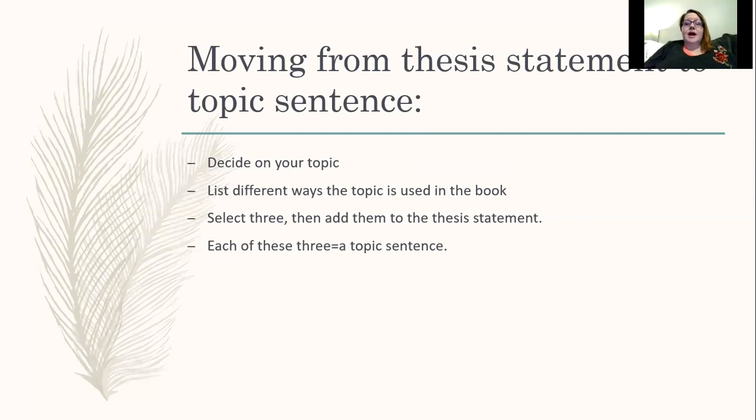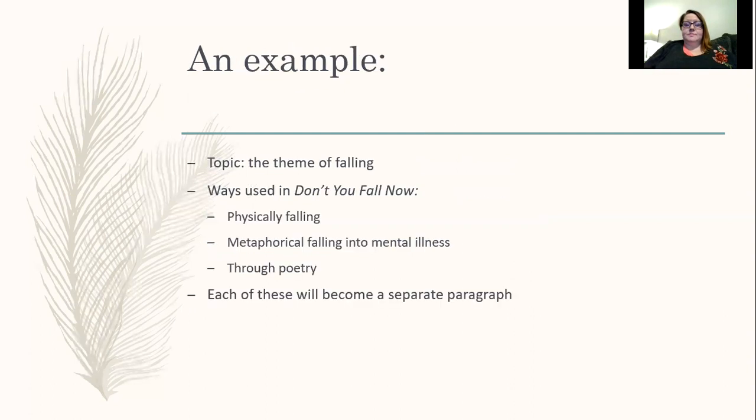Once you decide on your topic, you'll list different ways a topic is used in the book. You'll select 3 of those and then add them to your thesis statement, like we talked about last time. And then each of these 3 will become a topic sentence. An example. So let's say I'm looking at the theme of falling from Claudia Love Meyer's book.